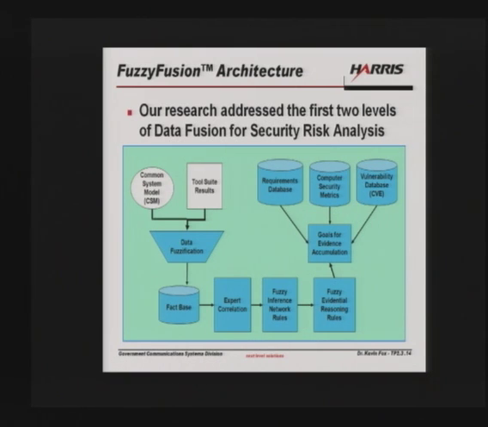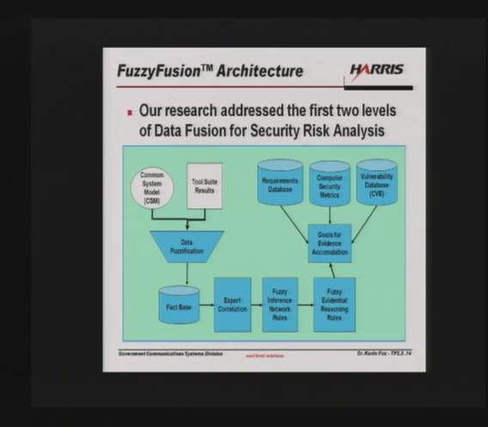Across the top we have the common systems model and the tool suite results, i.e. the facts. Okay. The three disk-like devices are the requirements database, the security metrics, and the vulnerability database. In this case, we call that the common vulnerability enumeration database. Those feed into the goals for evidence accumulation. Now, along the bottom, we have a fact base, i.e. the information we've collected. We subject that to expert correlation to connect the facts. We have fuzzy inference network rules, because we implemented the fuzzy reasoning and the fuzzy inference with fuzzy clips. Okay, so that's the pieces. So we work on an up and down level on the right side, and we work across the bottom.